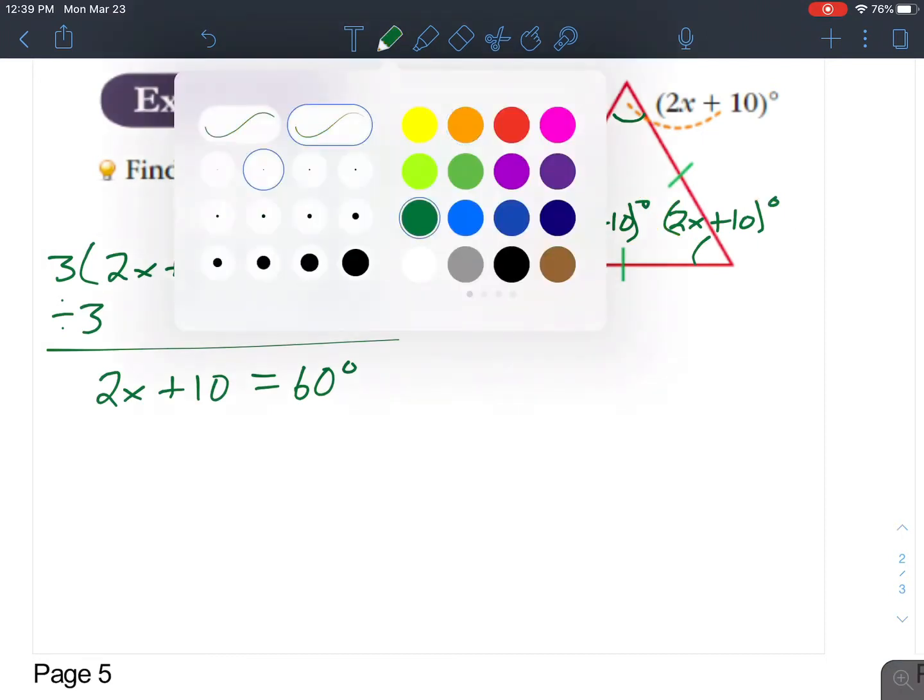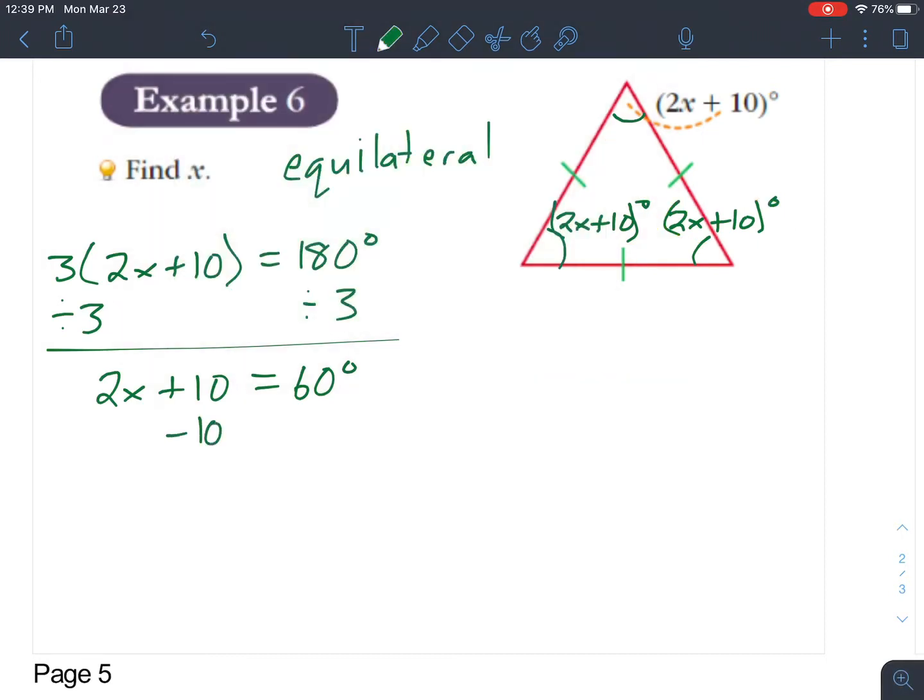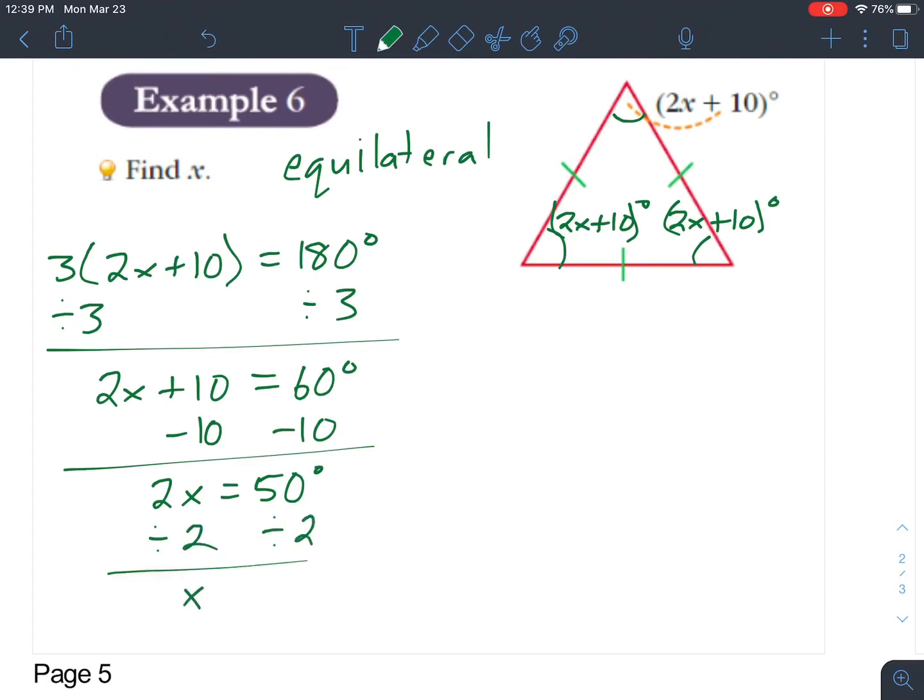So we can go ahead then and finish solving this. We're going to subtract 10 from both sides. We're going to get 2x equals 50. And then when we divide by 2, we see that x is 25 degrees.